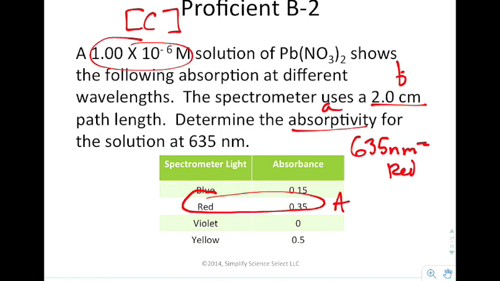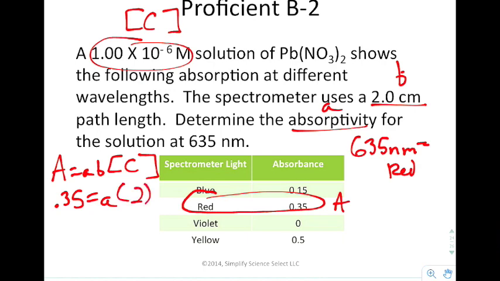So you would say, okay, A equals abc, or 0.35 is equal to lowercase a times 2 times 1 times 10 to the minus 6, which is a very, very small concentration. Whenever you calculate this out, you end up getting an absorptivity, which is the lowercase a, of 175,000, and then it's molarity centimeter to the minus 1.